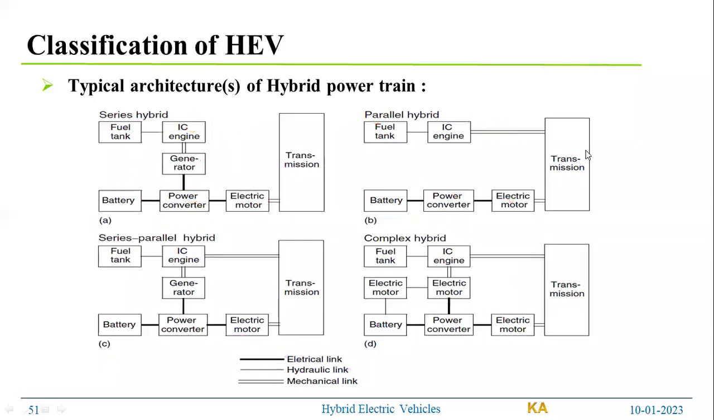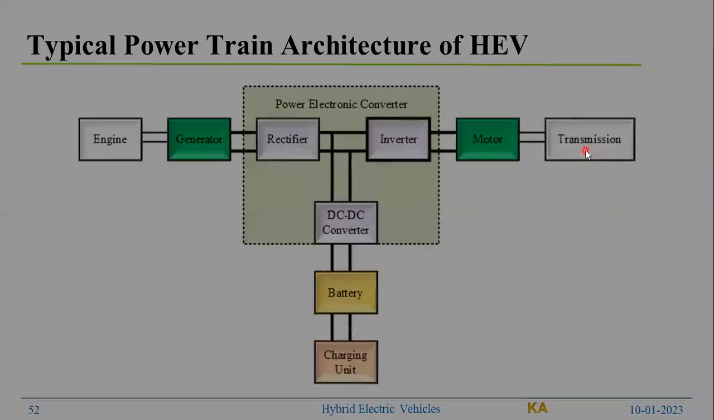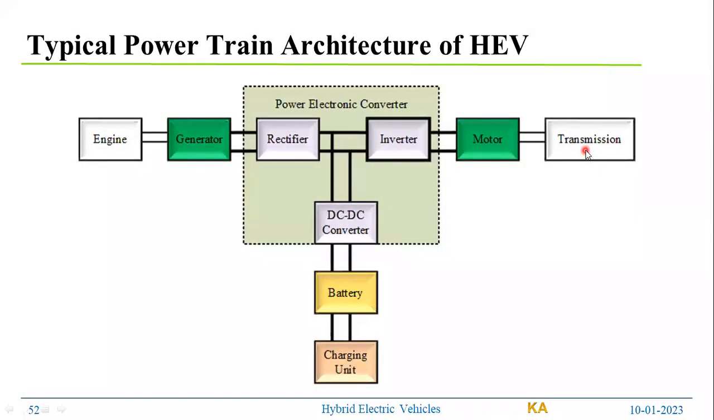Now you observe, this is how a pictorial representation of a hybrid architecture can look. You see here engine, generator, rectifier, inverter, motor, and transmission. Here it will go to a differential and axle. And for charging, the battery and DC converter.